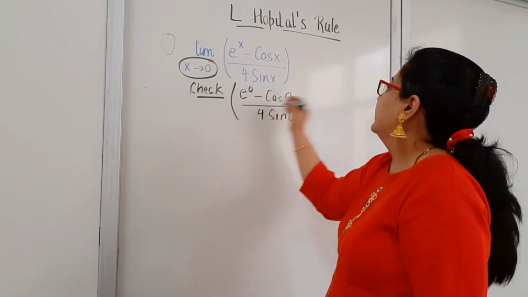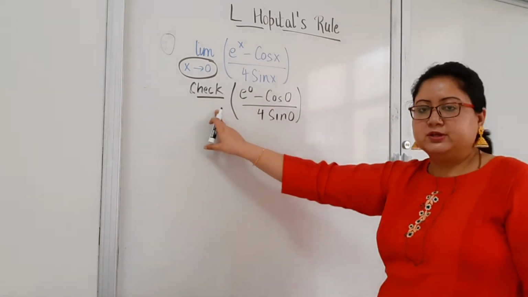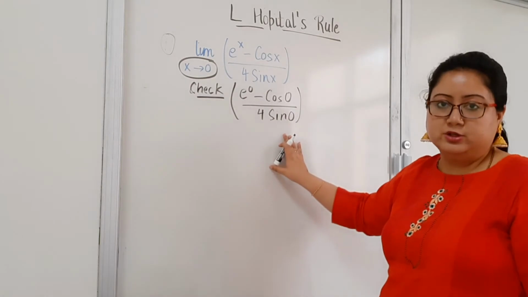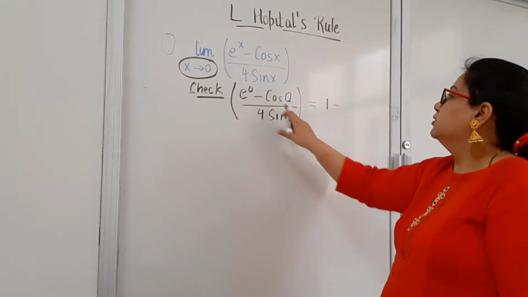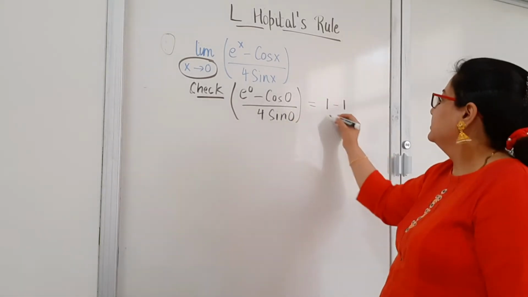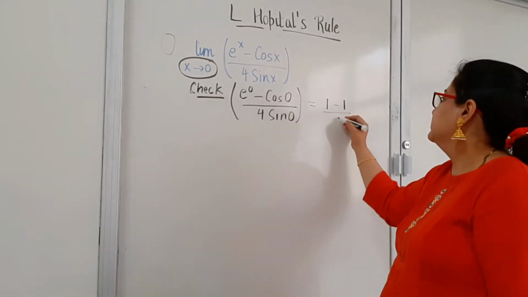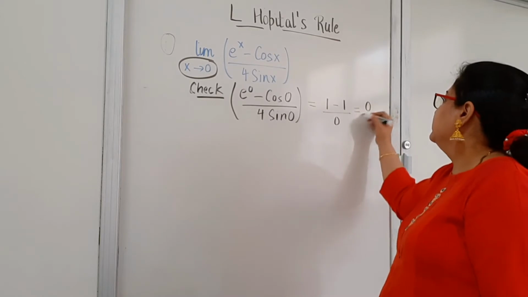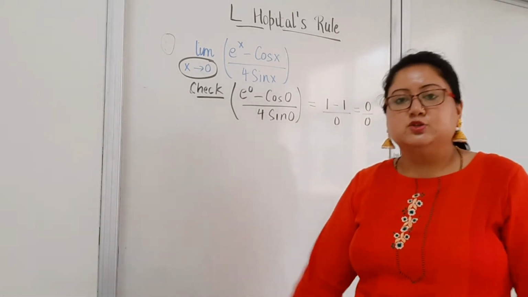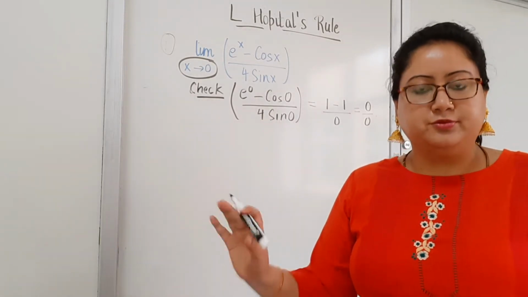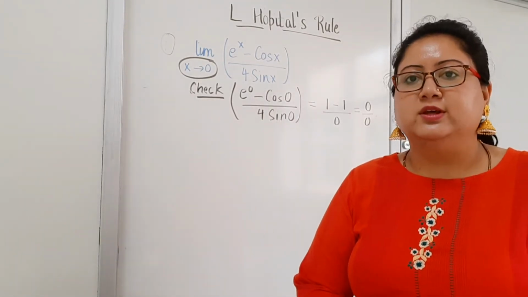I'm just using direct substitution to check whether it is giving me an indeterminate form or not. So e to the power 0 is 1, cos of 0 is also 1, and the sin of 0 is 0. As you see, this is 0 by 0 form, which is definitely an indeterminate form. So because it has come to be an indeterminate form, we can now proceed with the L'Hopital's rule.